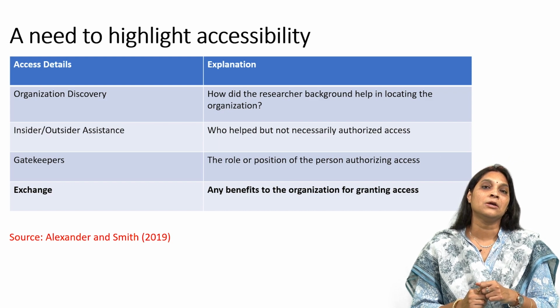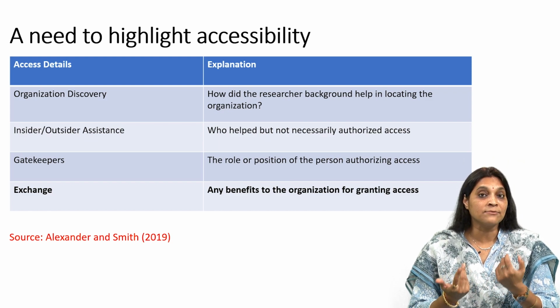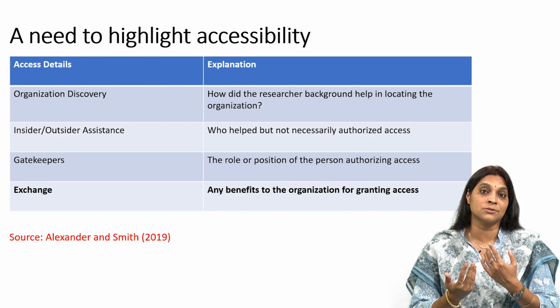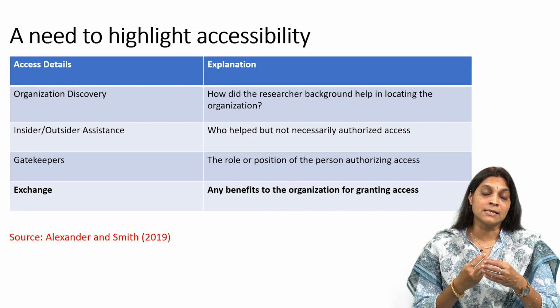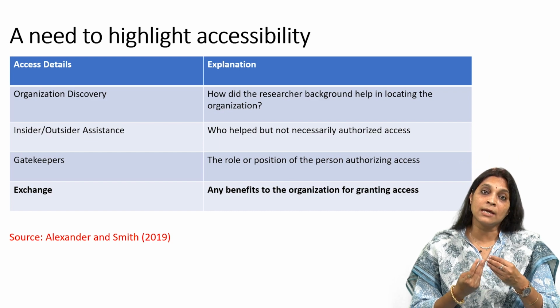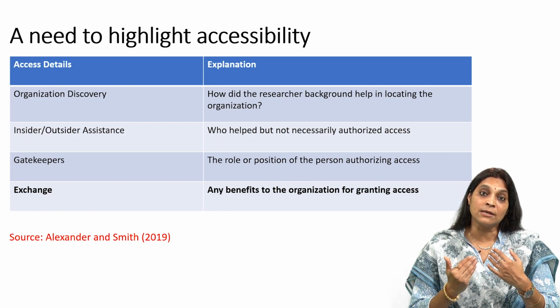Let us say, for example, you are an IT professional yourself. You would have access to different other organizations, or you would have information about different other organizations which are in the same industry. The next is insider or outsider assistance. This is very important, because it asks you the question that who helped you, but who necessarily did not authorize access. Somebody may give you the access to the organization, whereas somebody may give you the information about the organization. So, here when I am talking about insider, outsider assistance, we are talking about who has given you the information about the organization where you can possibly collect data.